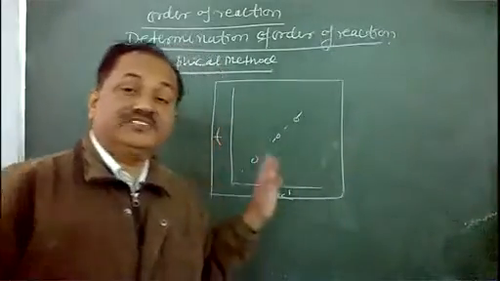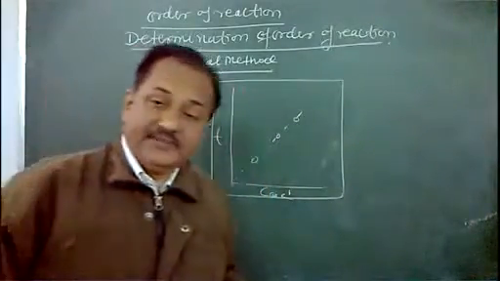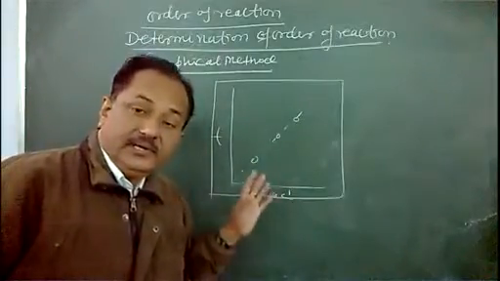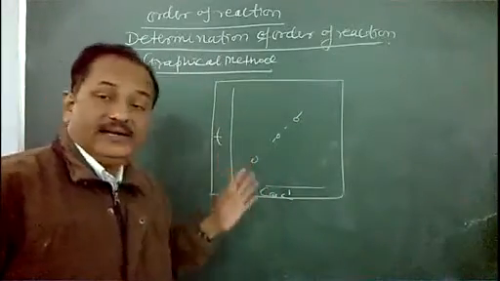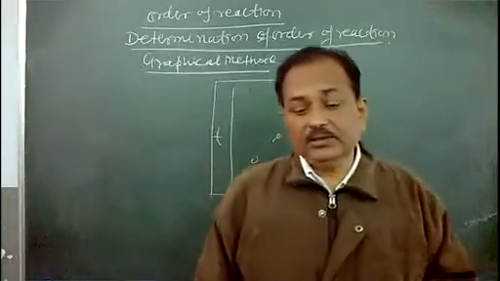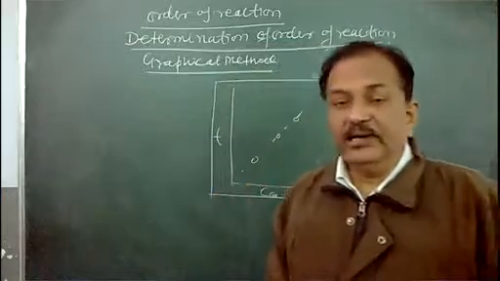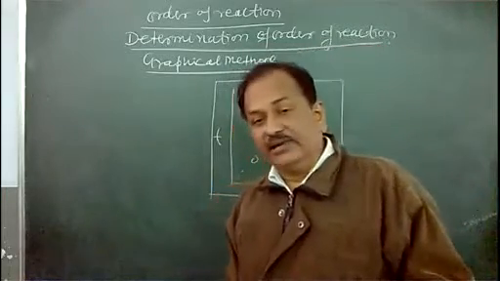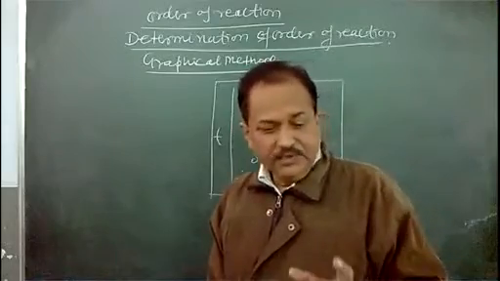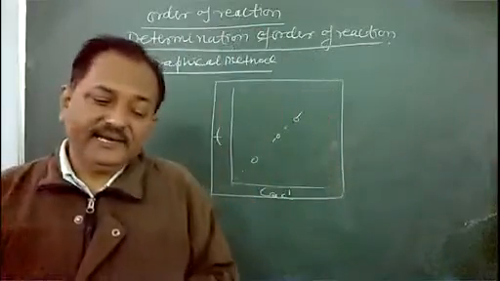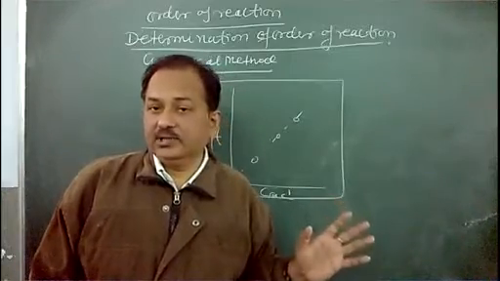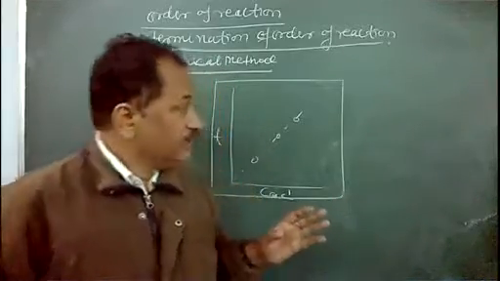So children, I am going to explain first the graphical method. As the name indicates, graphical method, we simply require a graph paper. And children, the order of reaction, as you know, is an experimentally determined quantity, and we cannot deduce it from the stoichiometry of a balanced chemical reaction. We cannot deduce it from the balanced chemical equation.